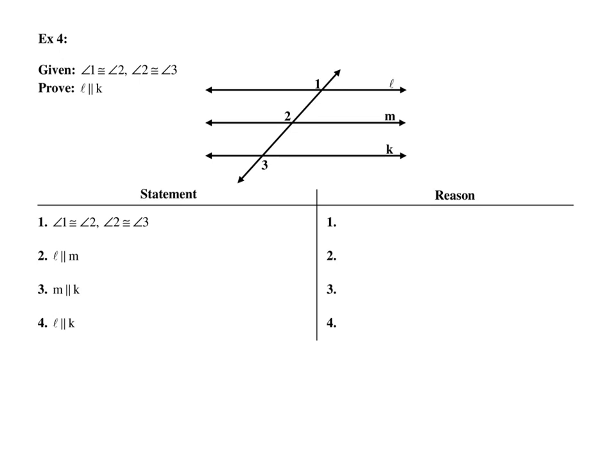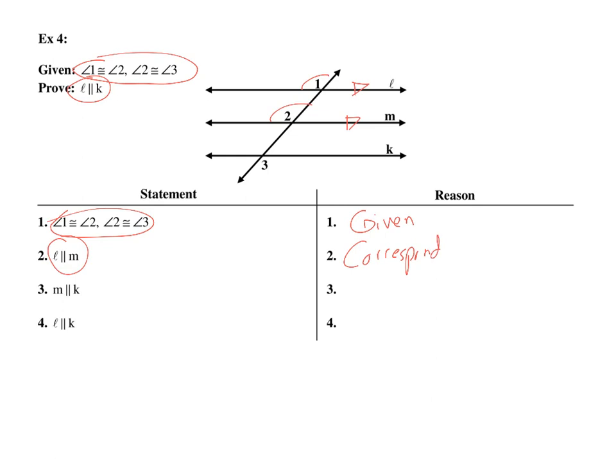All right, and last example. They give you this information. They want you to prove that the lines are parallel. All right, where did this come from? That's given. And how do you know this? How do I know that L is parallel to M? Well, I know that these angles are congruent. So those are what type of angles? Those are corresponding angles. So I'd say corresponding angles converse.